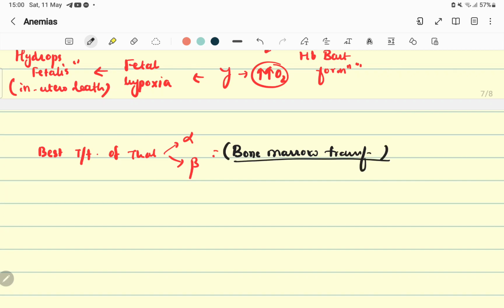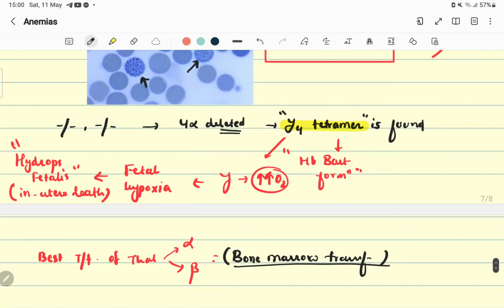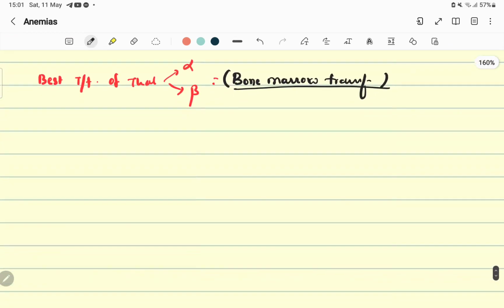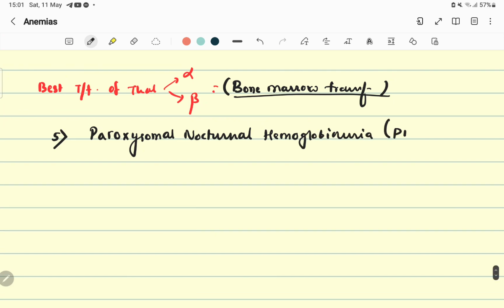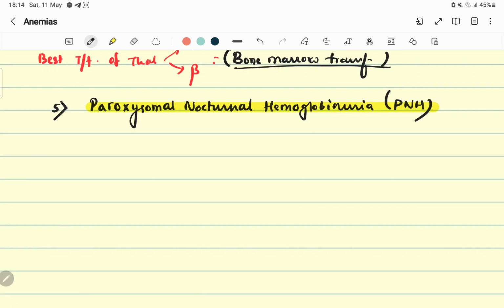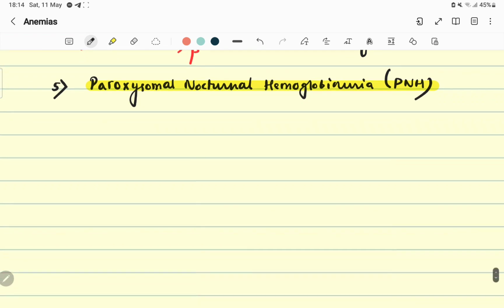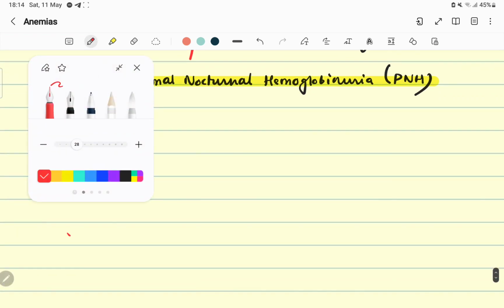Okay, so that's about thalassemia in total, and then we'll move to our next disorder, and that is paroxysmal nocturnal hemoglobinuria, or PNH. Okay, talking about paroxysmal nocturnal hemoglobinuria, what happens is that, let's say here is our RBC.